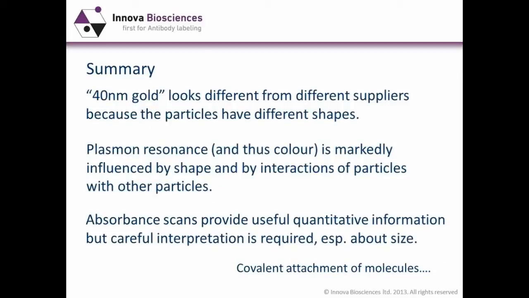Okay, so just to summarize the first section of the presentation, 40 nanometer gold looks different from different suppliers, really because it is different. The particles have different shapes. The plasma resonance band, and thus the color, is markedly influenced by shape and by interactions of particles with other particles, which also really is changing the shape. And absorbance scans provide useful quantitative information, but careful interpretation is required, especially about the size of the nanoparticles.